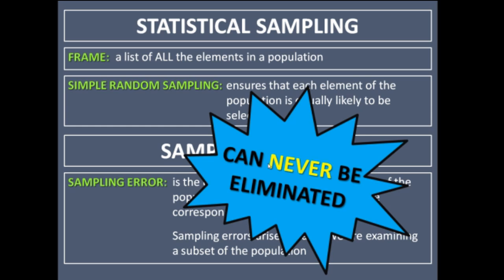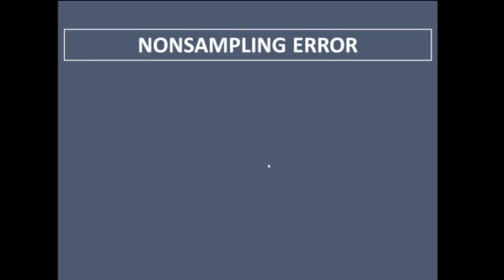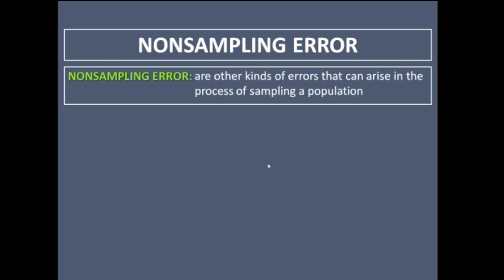Now we can minimize that error through various methods that we'll learn later on in the course, but it should be remembered that sampling error will never ever be eliminated, and there will always be a slight discrepancy between any sample statistic and its associated population parameter. However, within sampling, there are some errors that we can eliminate, and those are known as non-sampling errors. Non-sampling errors arise as a result of mistakes or inaccuracies as we are doing sampling.